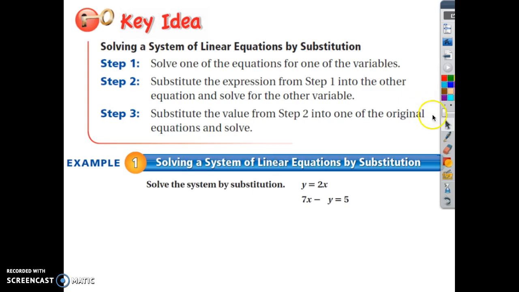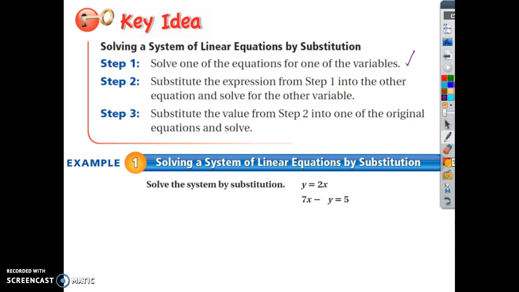Now in example 1, we'll go through these 3 steps. Solve one of the equations for one of the variables. So looking here, all that means is that I need to make sure I have one of my variables isolated or by itself. And in one of my equations, I do. I see that y is isolated, that y is by itself. So step 1 is done.